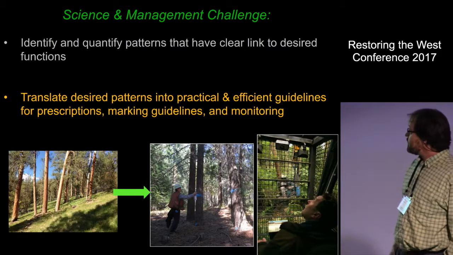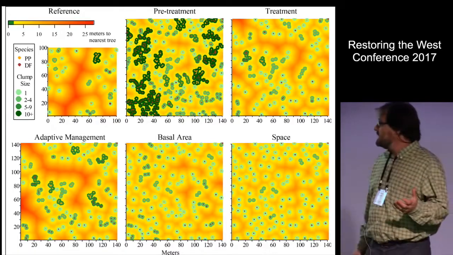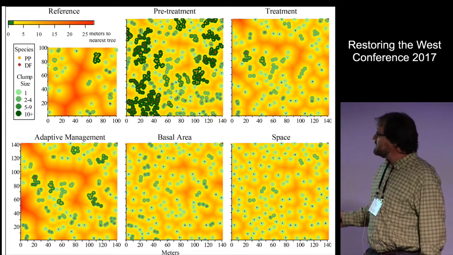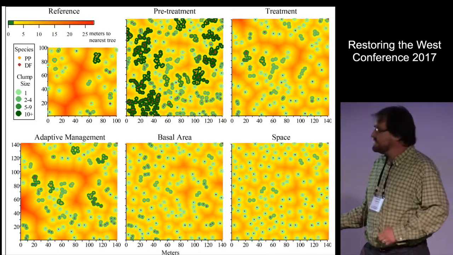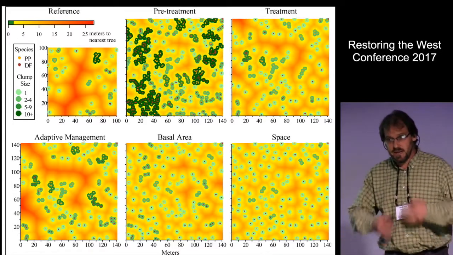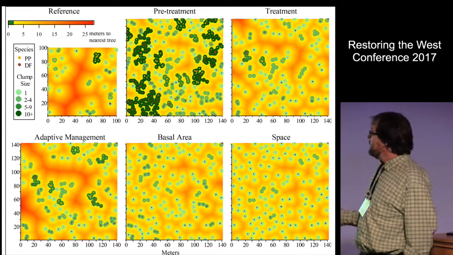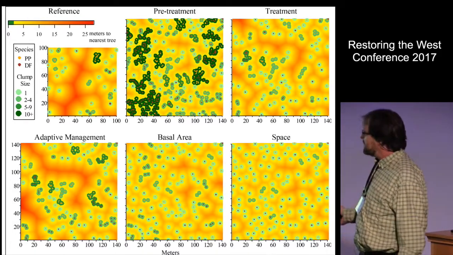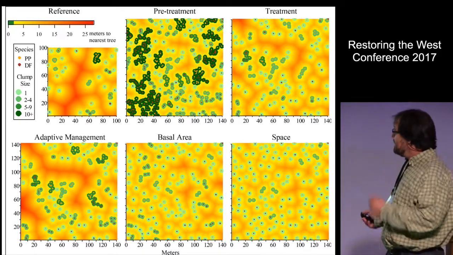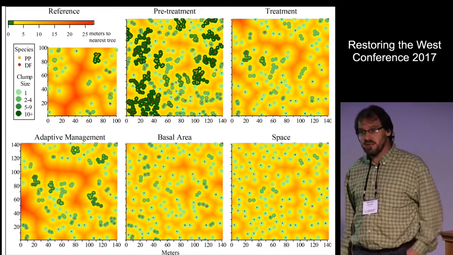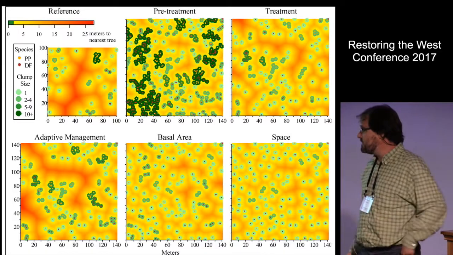And so part of my dissertation, we started out with this idea of, okay, we're going to take an untreated stand right here. We went out and stem mapped it. We put in some small reference plots in the area to get an idea for a target. Then we developed the very early version of ICO and we did a treatment. The treatment worked out okay. It got us within the reference conditions at the lower end of the pattern of clumpiness.